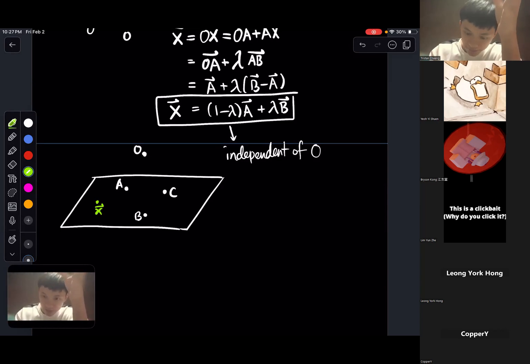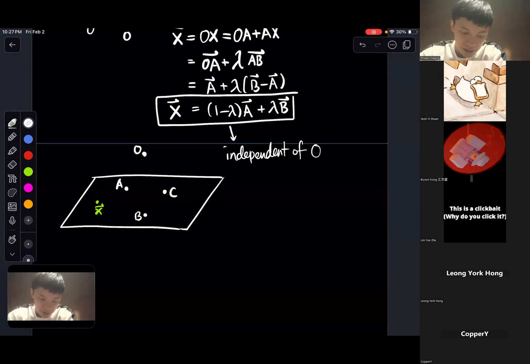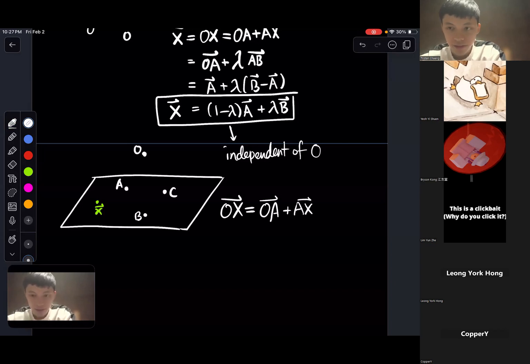So one way of doing it is, we can write OX to be, let's pick a point, let's say OA plus AX, right? Now, AX is a vector on the plane.